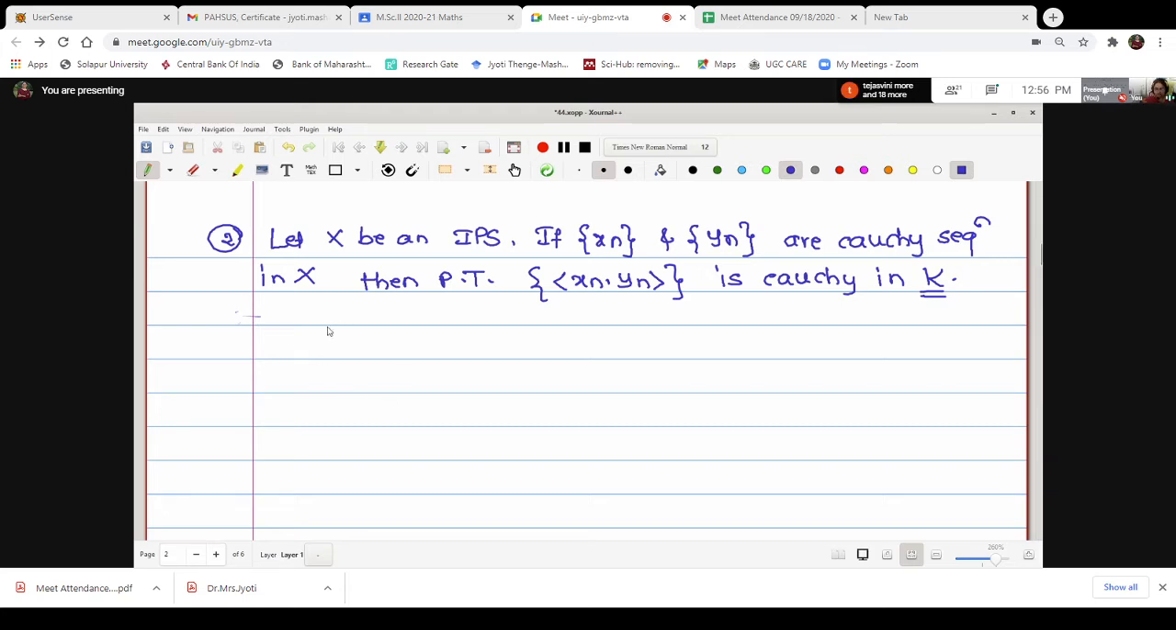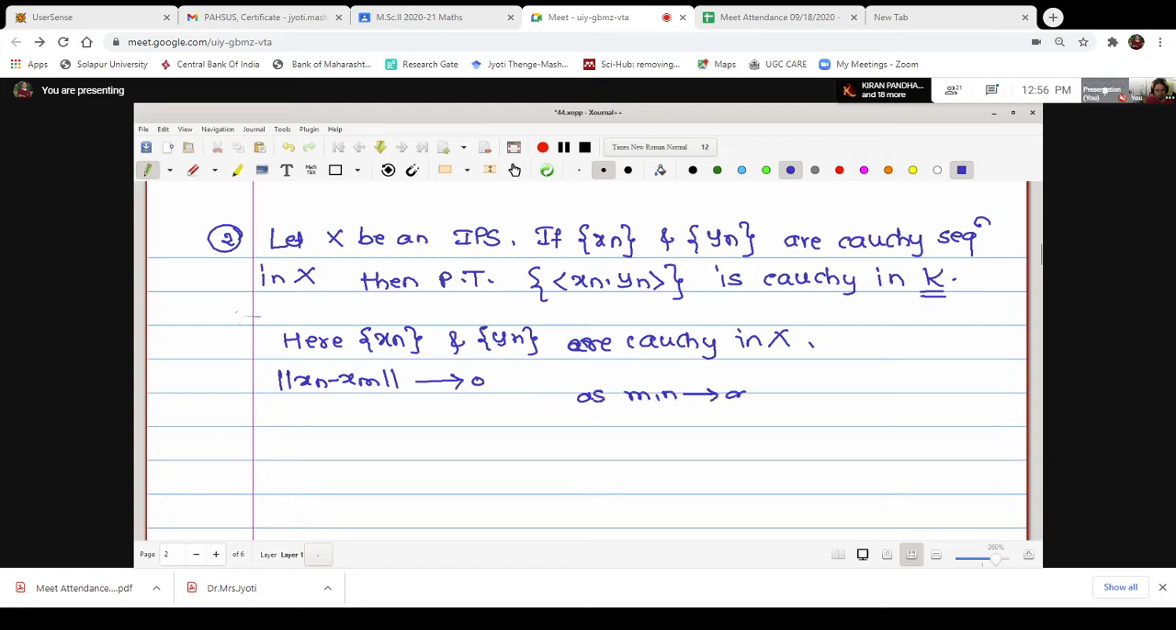Okay, that x and y are Cauchy, what it gives us. Here, the sequences xn and yn are Cauchy in X, right? Therefore, norm of xn minus xm tends to 0 as n tends to infinity. Same logic is true for the second sequence: norm of yn minus ym will also tend to 0, for both m, n tending to infinity.